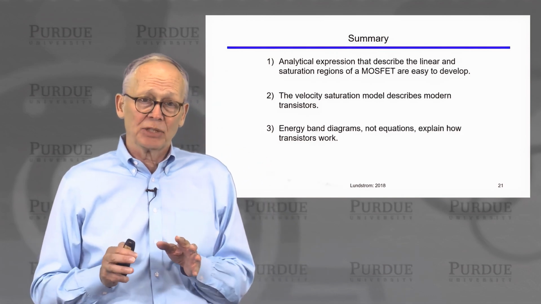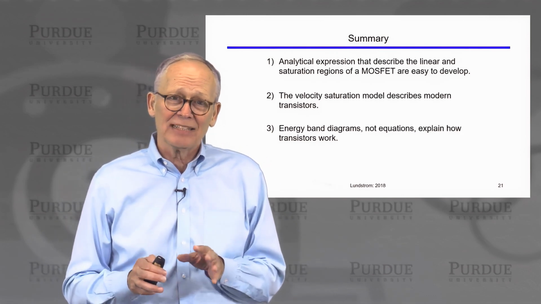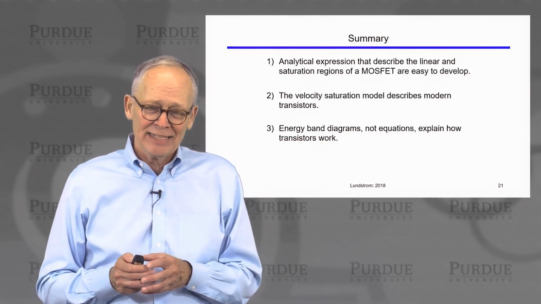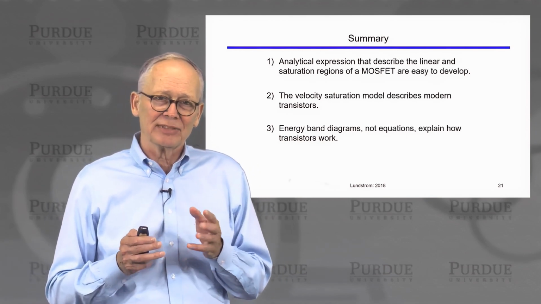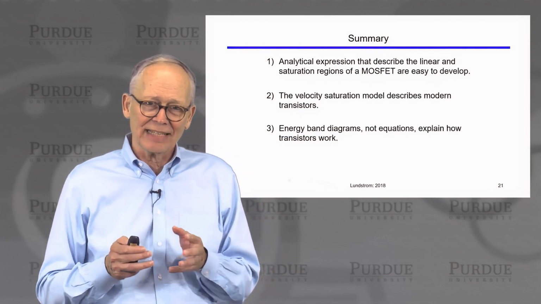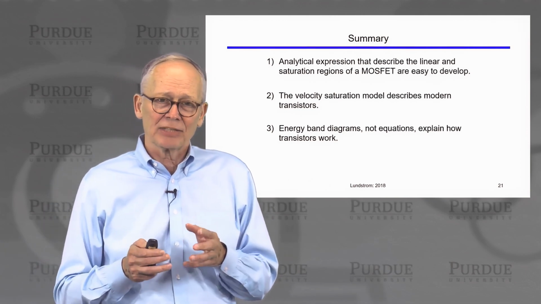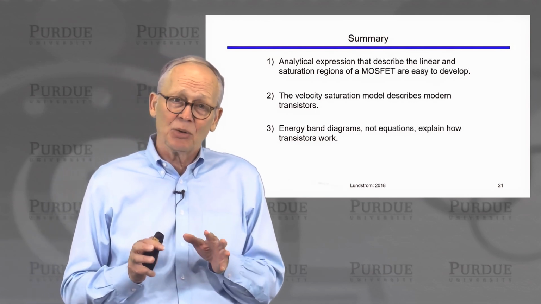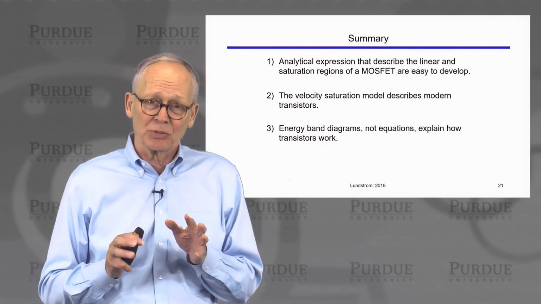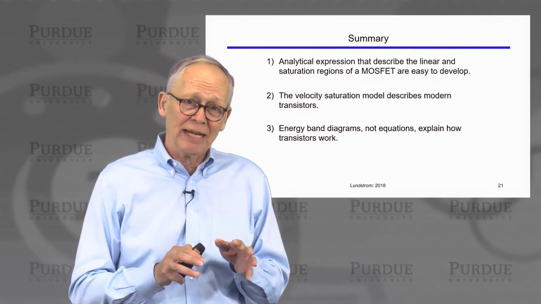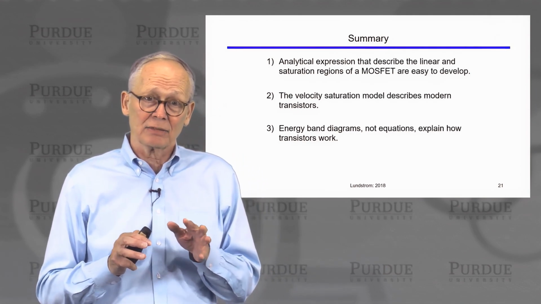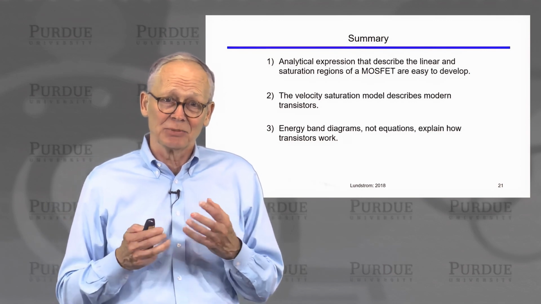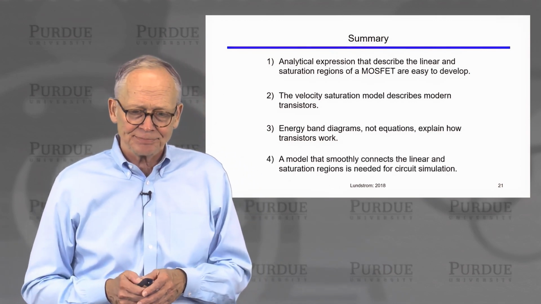One other point I just want to remind you of is that it's really the energy band diagrams that explain to us how the transistor works. If you understand the manipulation of these energy barriers with the gate and drain voltages and how electrons hop over a barrier from the source and flow out the drain, then you know how the MOSFET works. It's useful then to go back and develop analytical expressions. We need them too, but the energy band diagram approach is really what gives us the physical insight.